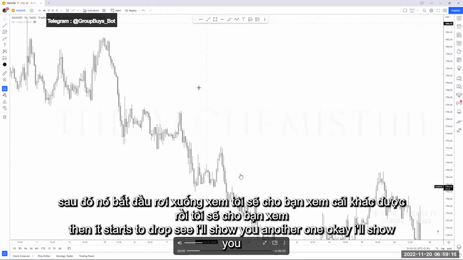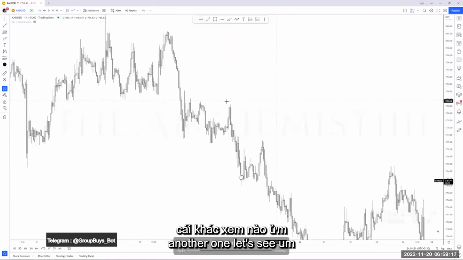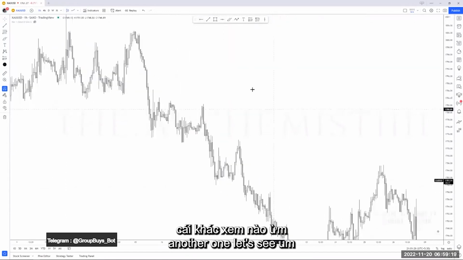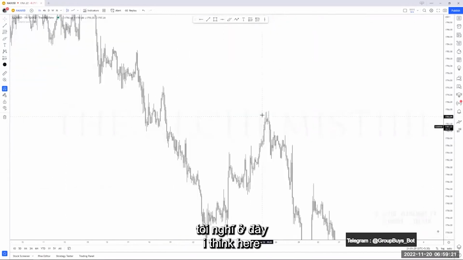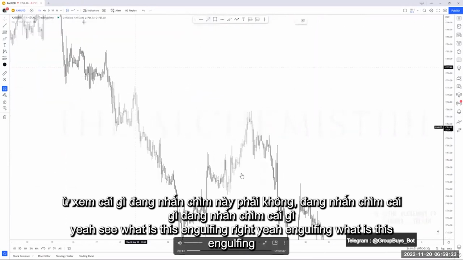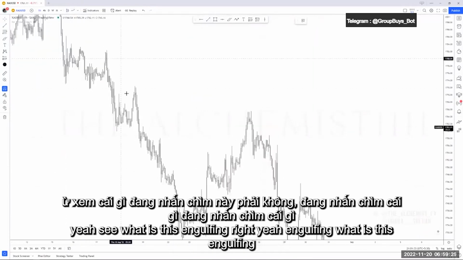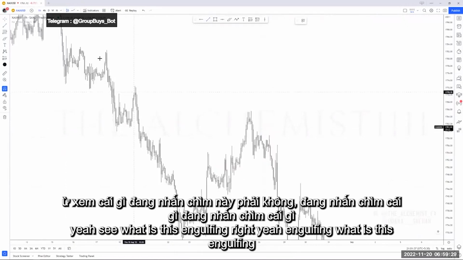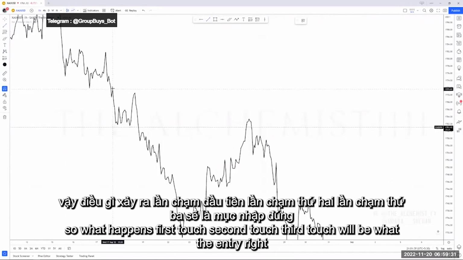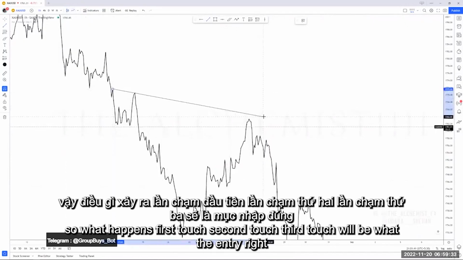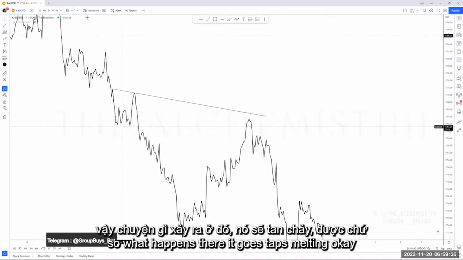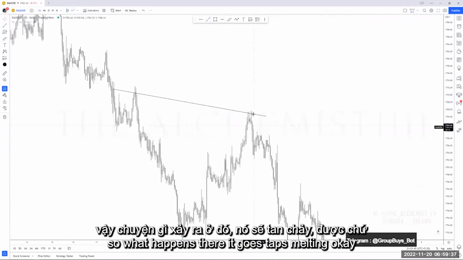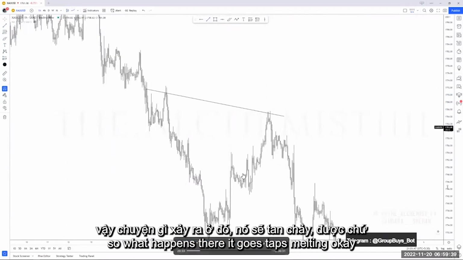See, I'll show you another one. Let's see. I think here. Yeah. See, what is this? Engulfing, right? What is this? Engulfing. So what happens? First touch, second touch, third touch will be what? The entry, right? So what happens? There it goes. Taps, melting.